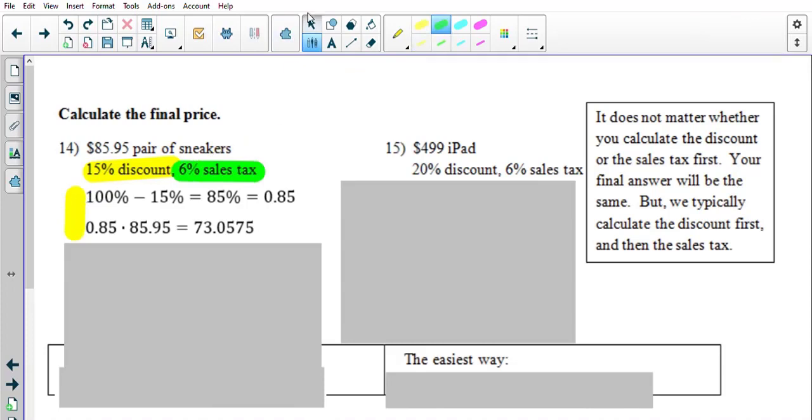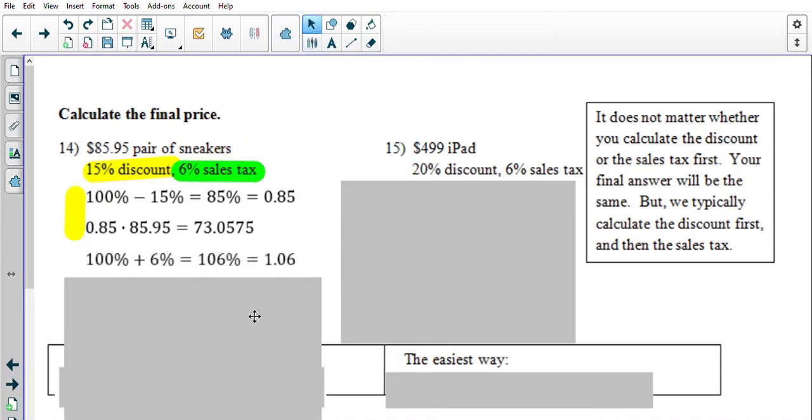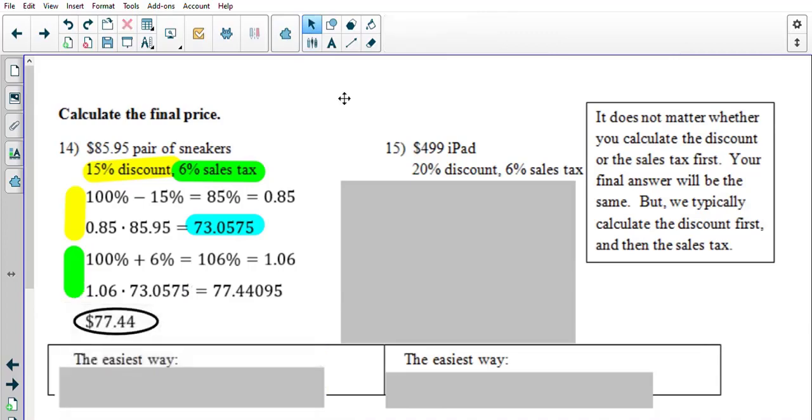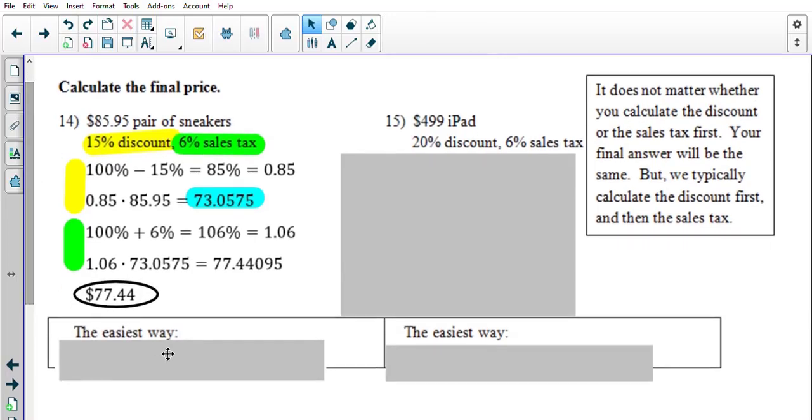6% sales tax is 100% plus 6%, or 106%, which is 1.06. But we don't multiply 1.06 by the original price. We multiply it by the discount price from up here. I'm going to highlight this in blue. So we're going to take 1.06 times the 73.0575. And again, all of this stuff right here is going to be for sales tax. We get 77.44095. So round it to the nearest cent will be $77.44.